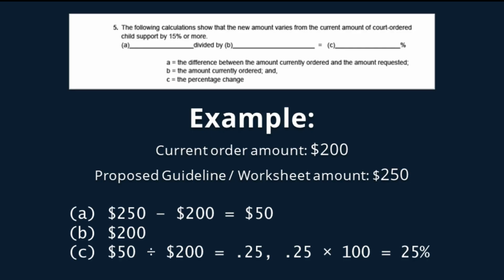In this example, the current order is $200 and the proposed new amount is $250. Subtract the current order of $200 from the new amount of $250. This gives you $50 for A. Next, enter the current amount into B. In this example, B is $200. To get C, divide 50 by 200, which gives you 0.25. Multiply 0.25 by 100 to get the percentage, which in this case is 25%.